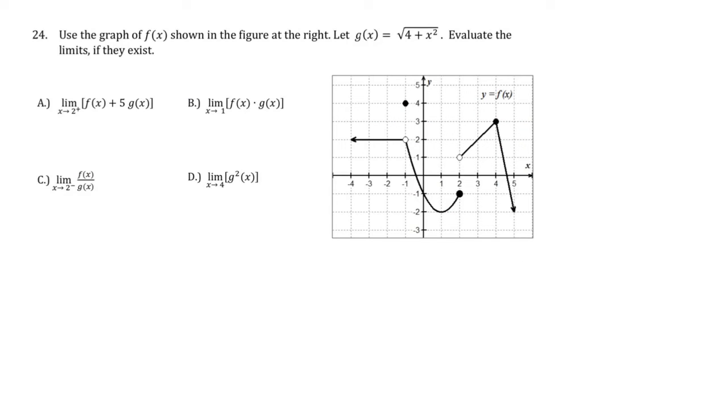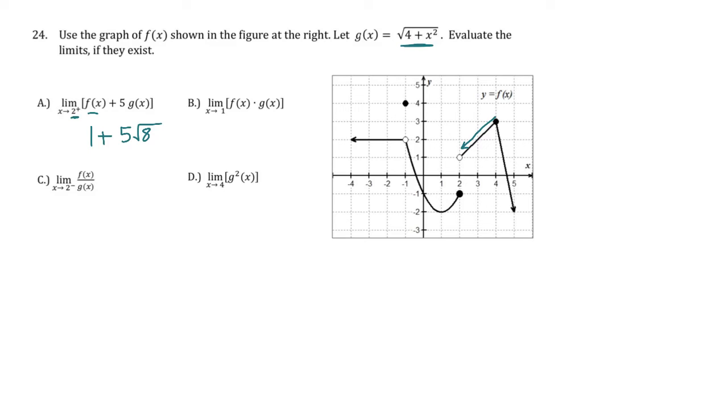Okay, for this next problem, we're going to have to use both a function and the graph to help us through this one. So for the first part, notice we are approaching 2 from the right. For f of x, so 2 from the right is going to come in this side and looks like we're going to be at positive 1, plus 5 times, and for g of x, we're going to go up here. That's going to be the square root of 4 plus 4, 8.